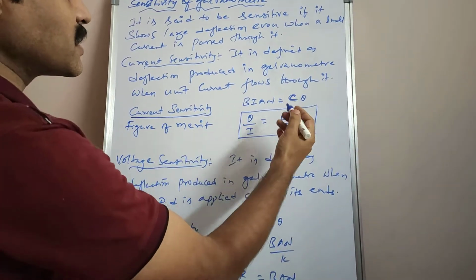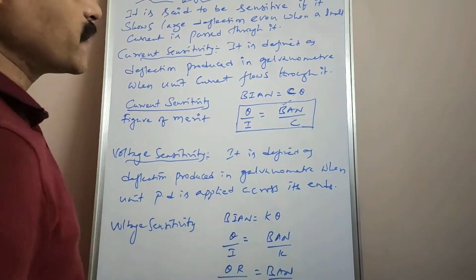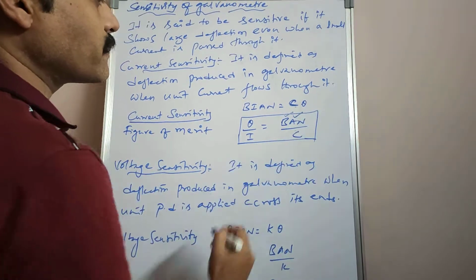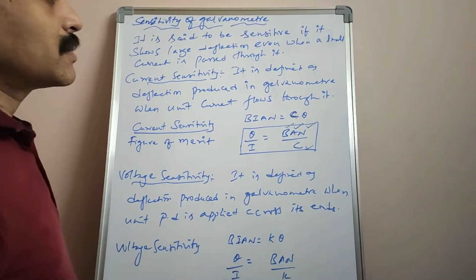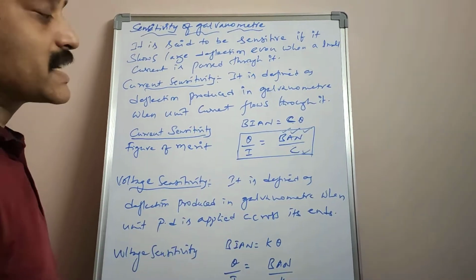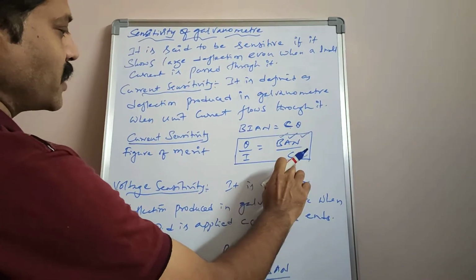We can increase current sensitivity by increasing magnetic field strength, by increasing area of the coil, by increasing number of turns, and by decreasing couple per unit twist. C stands for couple per unit twist or torque per unit twist.